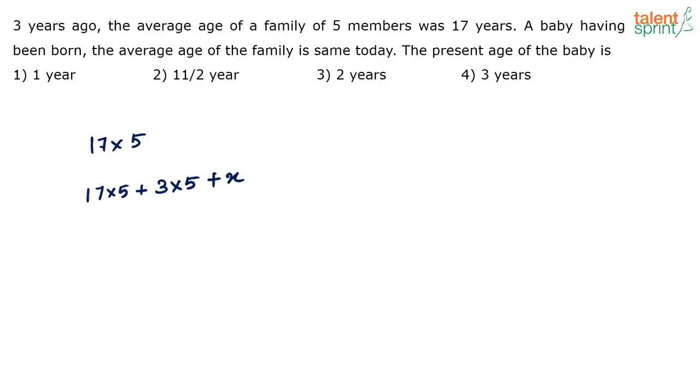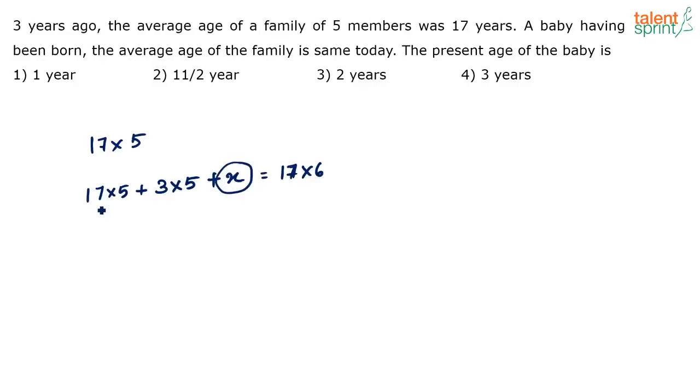Now, when all the ages are added, the current sum of ages now is nothing but 17 into 6, right. What are they saying? They are saying that the current average is still 17. The average has not changed. So, what will be the sum of the ages of all the 6 people put together now? That is nothing but 17 into 6. Okay. So, just equate this, you will get the value of x. I hope it is clear.